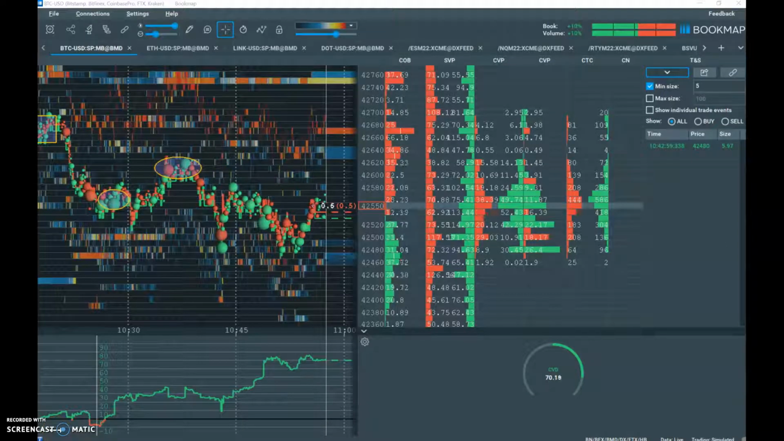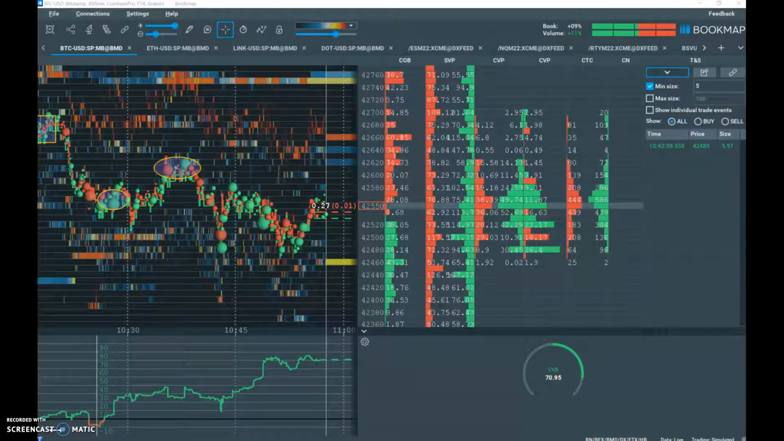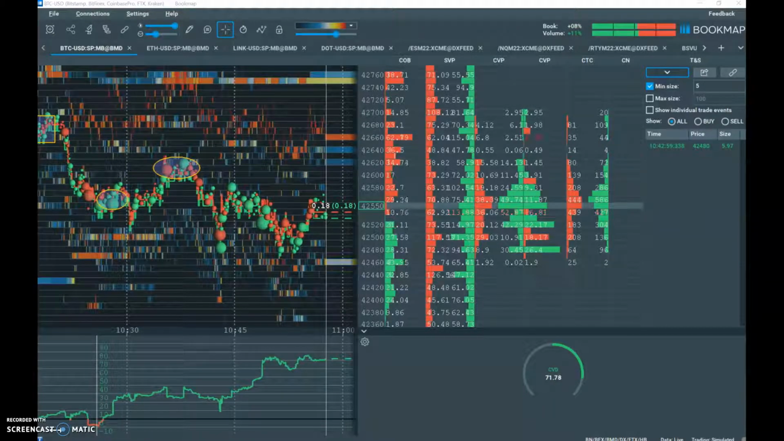Okay, it's March 22nd. It's about noon, lunchtime, Central Time. Let's take a look at BTC USD here on Bookmap.